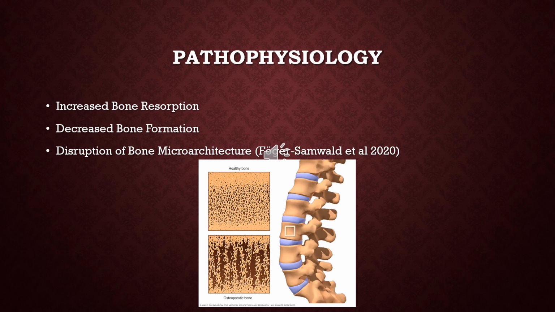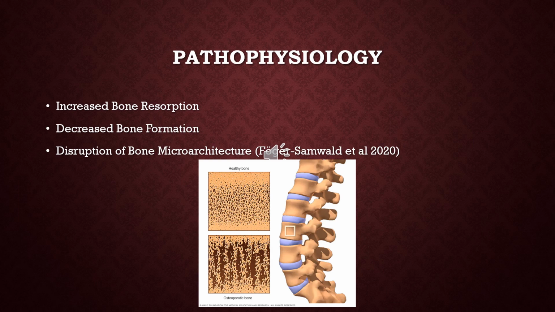For the pathophysiology of osteoporosis, there are three main points, those being increased bone resorption, decreased bone formation, and disruption of bone microarchitecture. For the first point, and tied into the second point, in osteoporosis, there's an imbalance between bone resorption and formation, with the increased activity of osteoclasts leading to increased breakdown of bone tissue, resulting in a net loss of bone mass and density. While the bone is being resorbed at an increased rate, it is also being formed at a decreased rate.